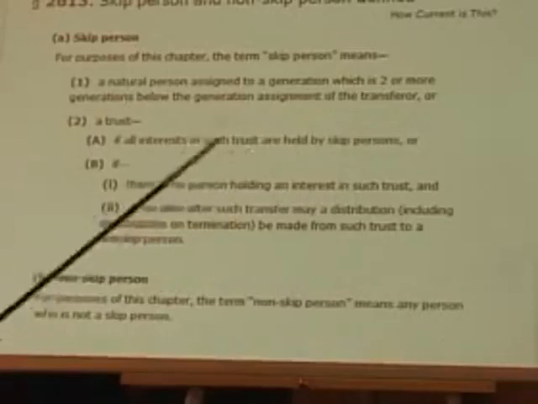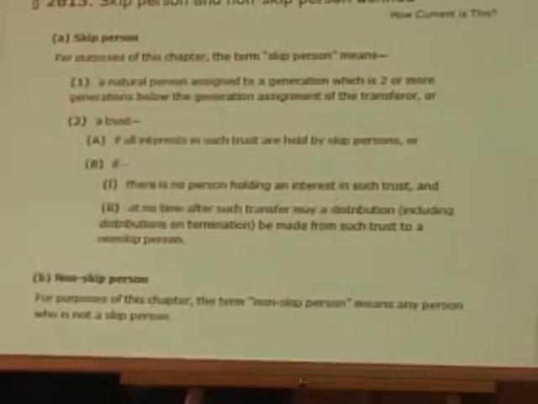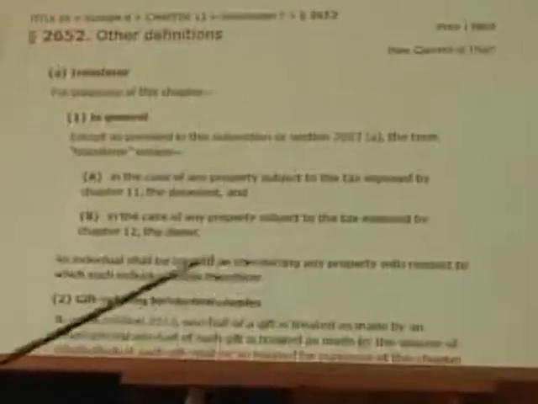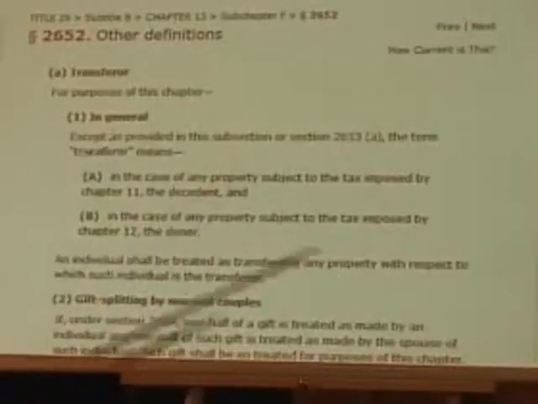What do you mean assigned to the generation? If the transferor is a generation, then it's two or more generations below that, to the person that transfers it. A generation means a lifespan. You're talking about a natural person, but it also says it's a trust, which is not a natural person. So, 2652. Any property subject to the tax imposed by Chapter 12, the donor, that's the transferor.